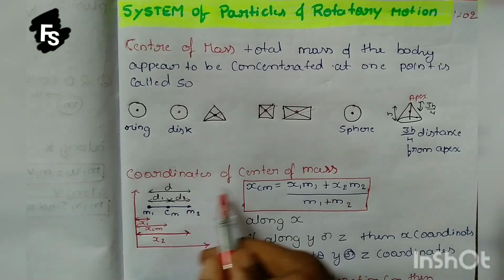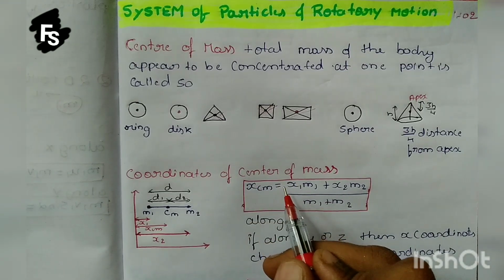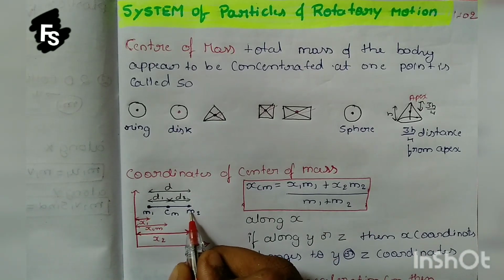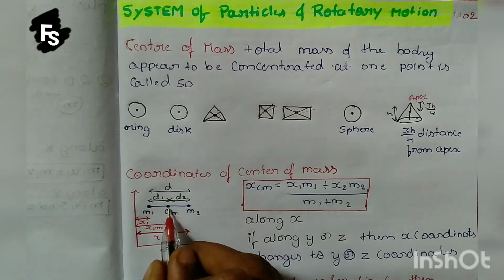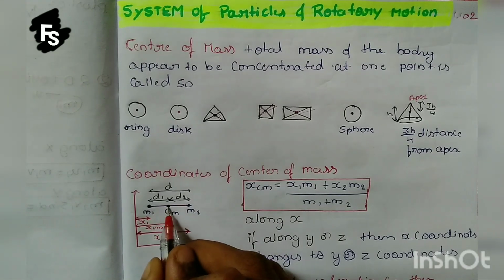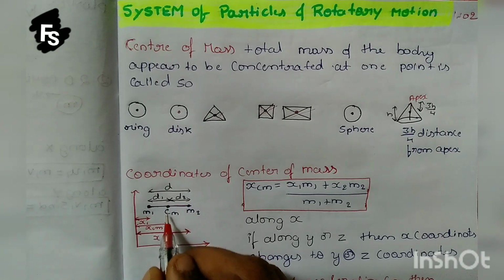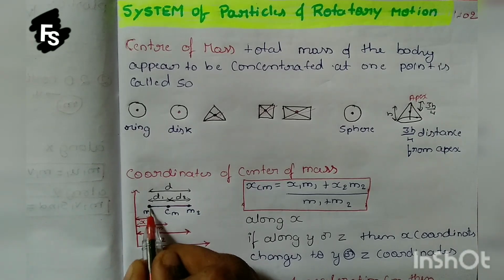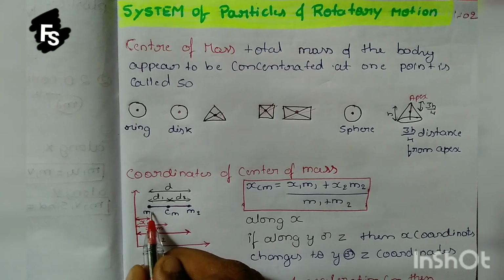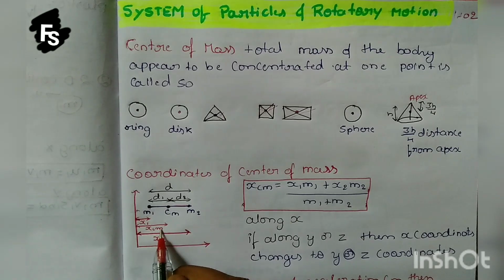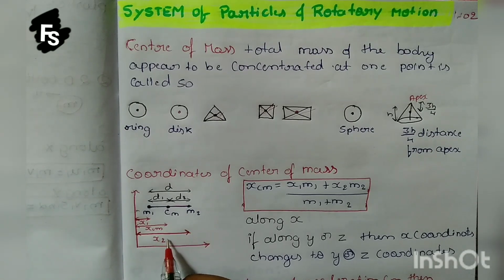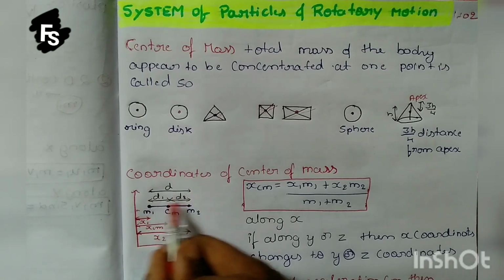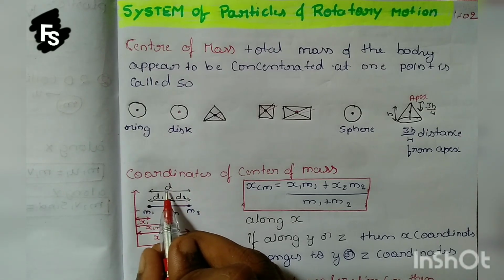Then we come to coordinates of center of mass. How to find the coordinate of center of mass? See here. If there is object M1 and object M2, its center of mass is situated in between. This is y-axis, this is x-axis. From y-axis to M1 the distance is x1, from y-axis to CM it is xcm, and from y-axis to M2 it is x2. The distance between M1 and center of mass is d1, and center of mass to M2 is d2. The distance from M1 to M2 is d.